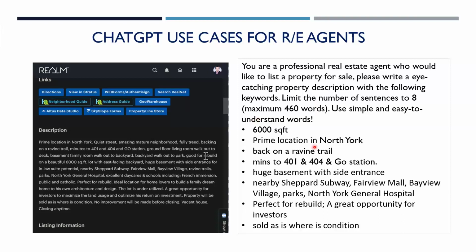Prime location, backs onto the ravine, minutes to the 401 and 404, right? Huge basement near Sheppard Subway, perfect for a review, so exit. So you want all these keywords to appear in your description, and you don't want to do the job yourself. You ask GPT. Okay, that's okay.